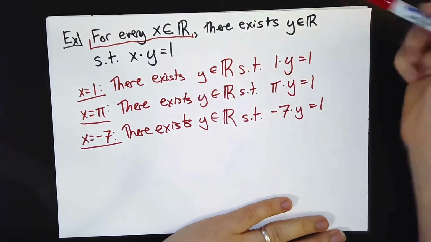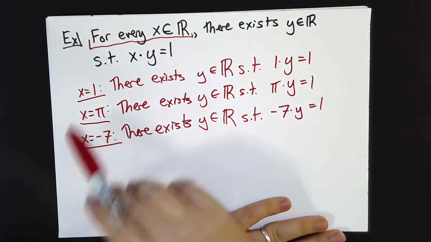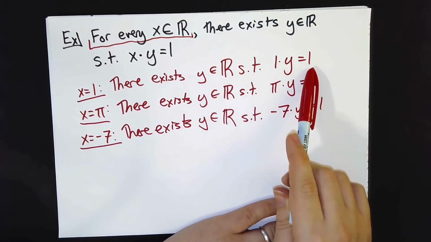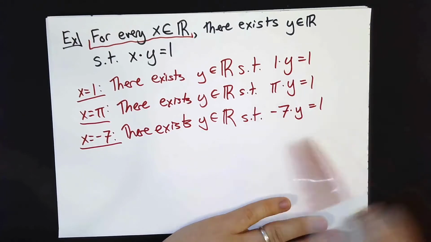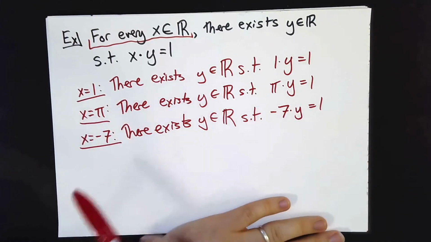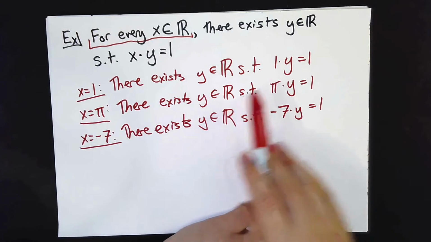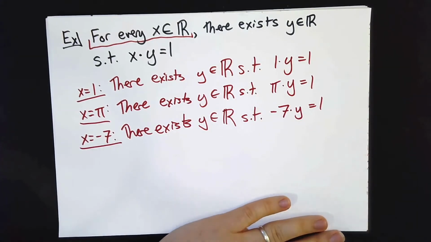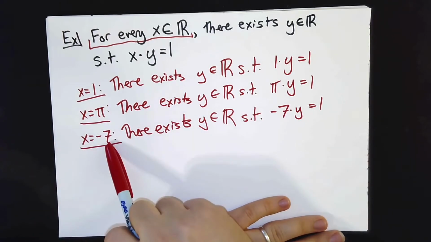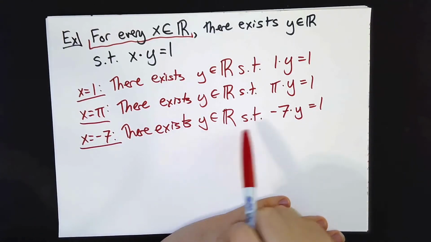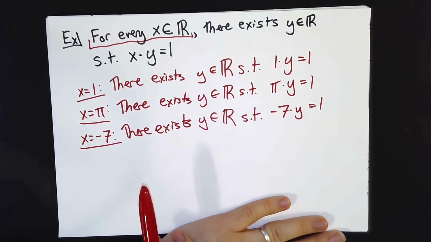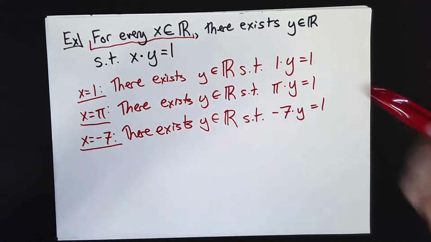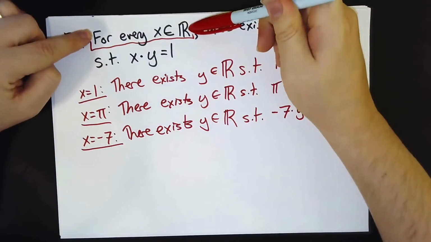And so if that real number is 1, it's making the statement that there exists a y in the reals such that 1 times y is 1. Definitely true. Y could be 1. If x was pi, it would be saying there exists a y in the reals such that pi times y is 1. Also true. Y could be 1 over pi. If x is minus 7, it's saying there exists a y in the reals such that minus 7 times y is 1. Also true. Y is minus a seventh. And so I'm claiming this to be true for every real number.